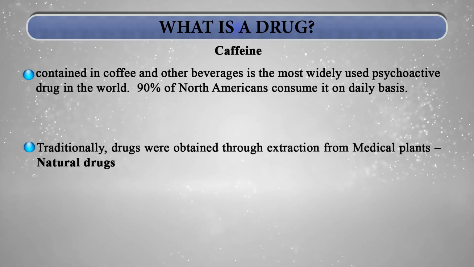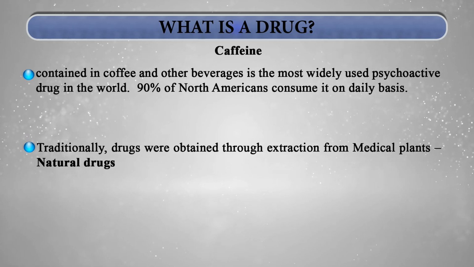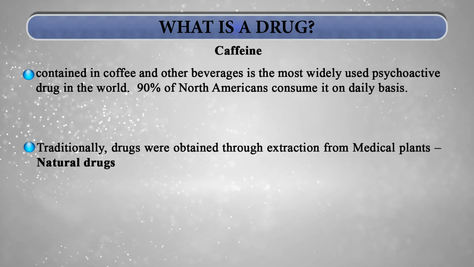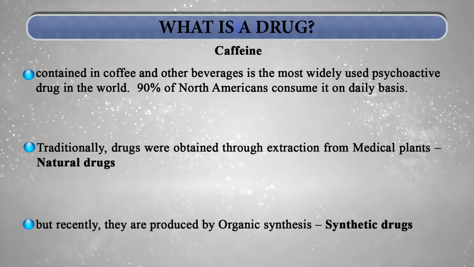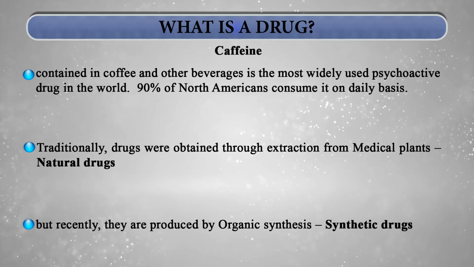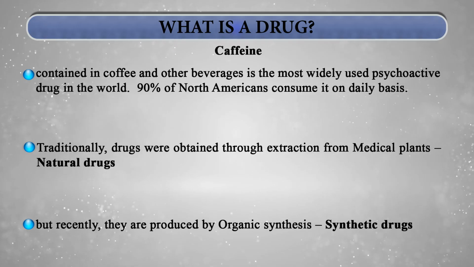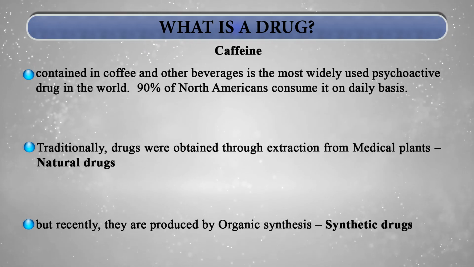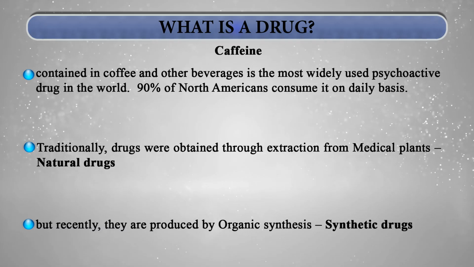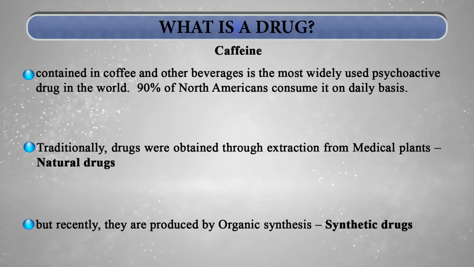Next, there are certain drugs which are obtained from medicinal plants. These are all natural drugs. But then there are certain drugs which are produced by organic synthesis. These are the synthetic drugs. They are manufactured and produced in the laboratories by use of various chemical substances. So we have two kinds, one is the natural drug and the other is the synthetic drug.